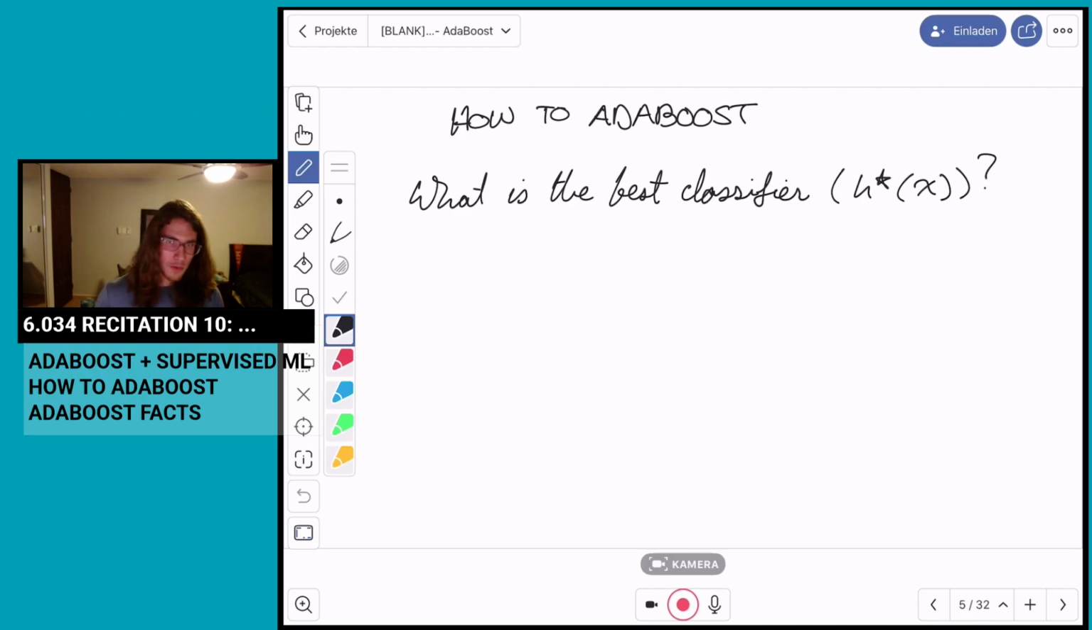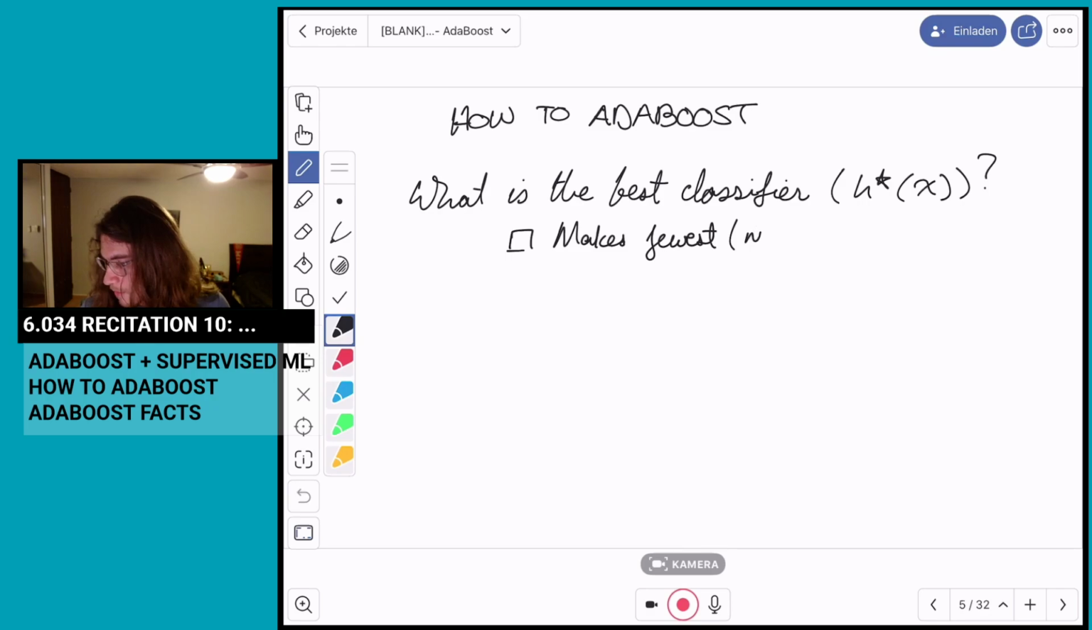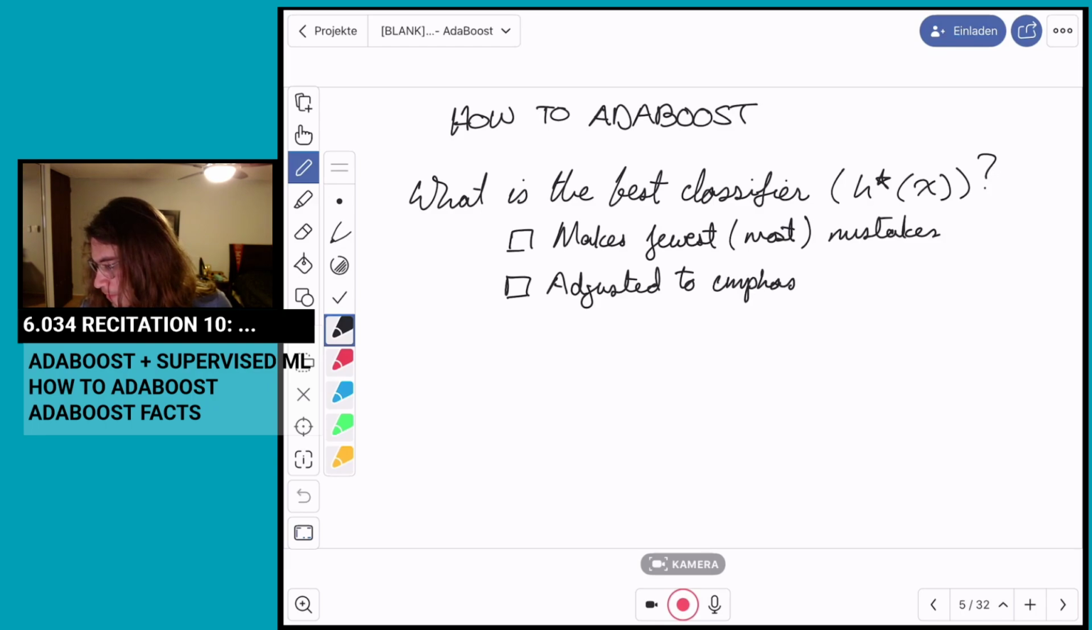So now comes a question: what is the best classifier h star of x? And as we briefly discussed earlier, h star of x makes either the fewest or the most mistakes, and it's adjusted to emphasize points that were previously misclassified. So maybe it's not that it commits the fewest number of mistakes, it's maybe that it classifies correctly the points that we want to be correctly classified. And that's a notion that I'll get into during the example.